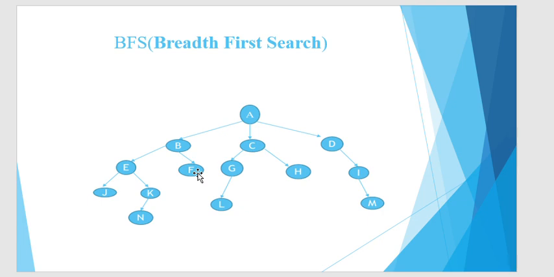Then we remove G from here. So what is formed? H, I, J, K are already in the queue. And where is G taking us? It is taking us to L. Okay.